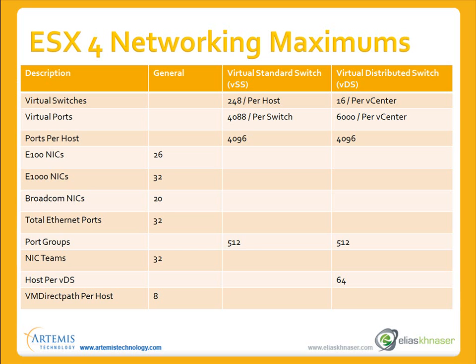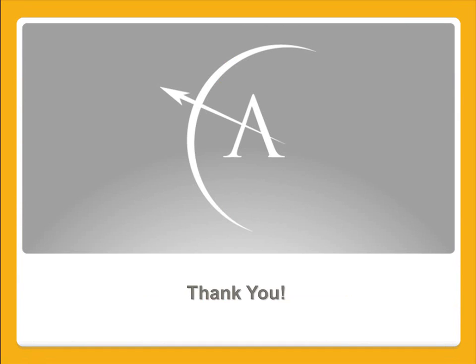It's very straightforward. The only thing I'm going to talk about here is the VM DirectPath per host. So if you were trying to attach a PCI card directly into a virtual machine, you can only do up to 8 per host. So after 8, you wouldn't be able to attach PCI adapters from one particular host directly into a VM.